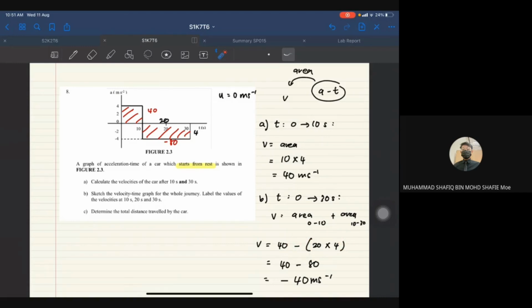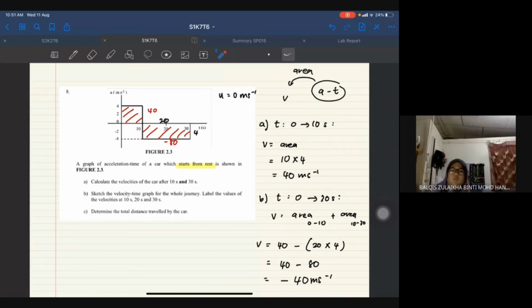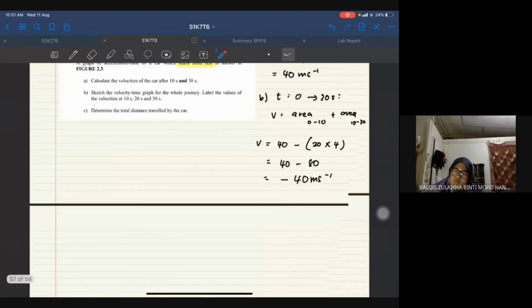Ada soalan tak? Tak ada, sir. Okay, kalau tak ada soalan, I think kita berhenti dulu kat sini. Don't worry, so the next class, maybe we can discuss BC and then question number 9 as well.